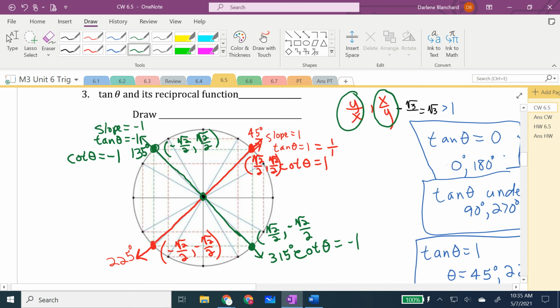So just take a moment to soak this in. If you are at a 45-degree angle, whether you have a negative slope or a positive slope, those are the places where both tangent and cotangent are the same exact number. And if you're on a positive slope, they're both 1. If you're on a negative slope, they're both -1. Being aware of this will save you a lot of time.